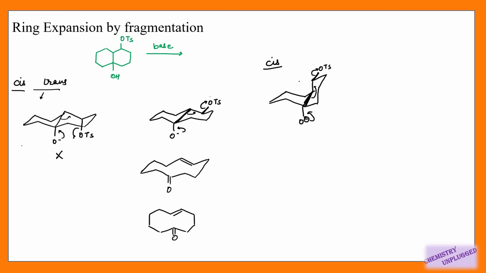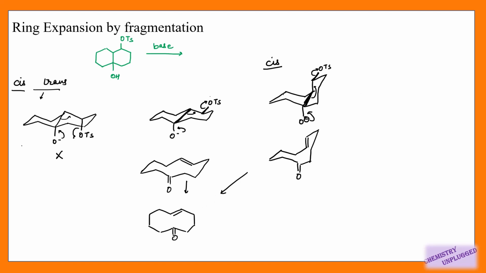If we place this tosylate in the axial direction, then this fragmentation reaction cannot occur, but in the equatorial position it can give the fragmentation product. So we will get a product like this. Again, this double bond is trans in nature, so it will also give the same type of product.